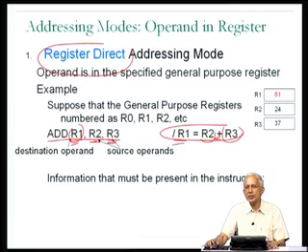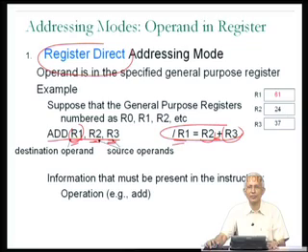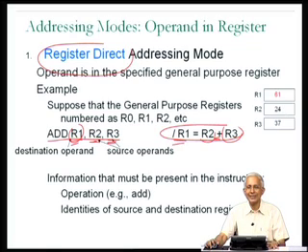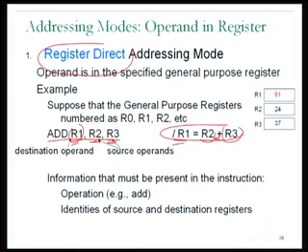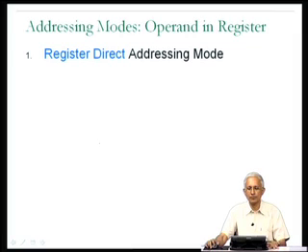So what information must be present within the instruction for an operand which is specified in register direct addressing mode? Very clearly, other than the operation which the instruction is meant to do, such as the fact that this particular instruction is meant to do the add operation, the identities of its source and destination registers. In this case, the two source registers are R2 and R3. The destination register is R1. Therefore, the identities of R2, R3, and R1 would have to be present within the instruction in the case of the register direct addressing mode.